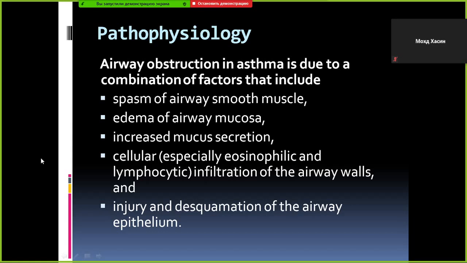So once again, bronchial asthma is an inflammatory disease, allergic disease, which is characterized by airway obstruction. And airway obstruction in bronchial asthma develops due to a combination of factors that include spasm of airway smooth muscles of small bronchi, inflammatory edema of airway mucosa, increased mucus secretion, cellular, especially eosinophilic and lymphocytic in case of bronchial asthma, infiltration of the airway walls, and the last, injury and desquamation of the airway epithelium.